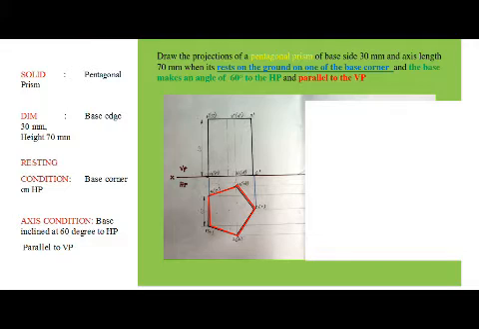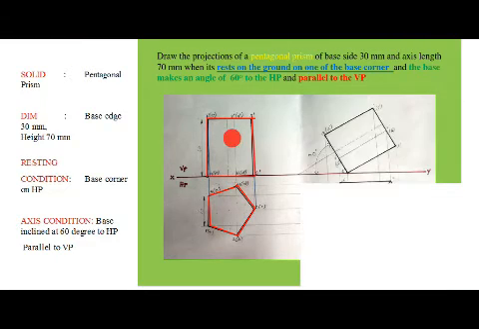You will be getting true shape in the top view. Draw the top view first. Then project the front view. Make sure that this base line lies on the reference line. Now tilt this front view in such a way that this base corner lies on the reference line. Measure this distance.